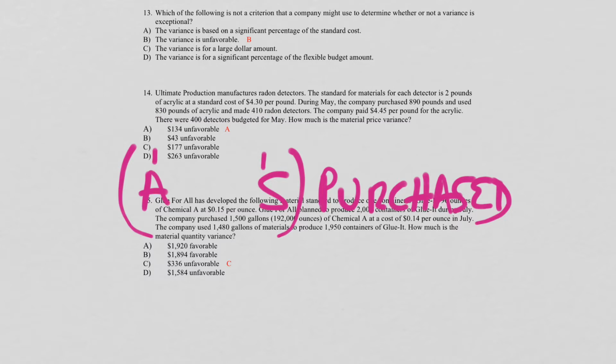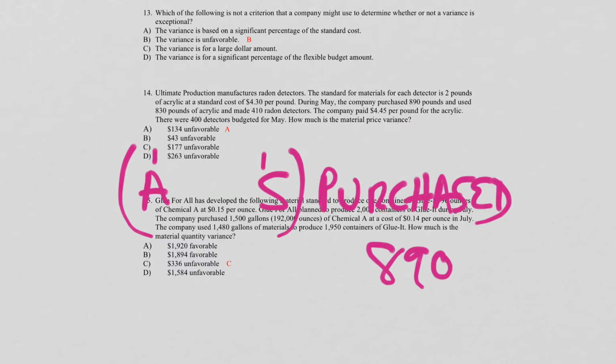All right, so they say that the company purchased 890 pounds, so that's what was actually purchased. They used 830, that's irrelevant for our purposes. They made 410 radon detectors, and they paid, and here's where we get involved with the $4.45. That's what we really need to know, because we're looking for price variance. All right, so $4.45, what they paid. How much did they buy? They bought 890.